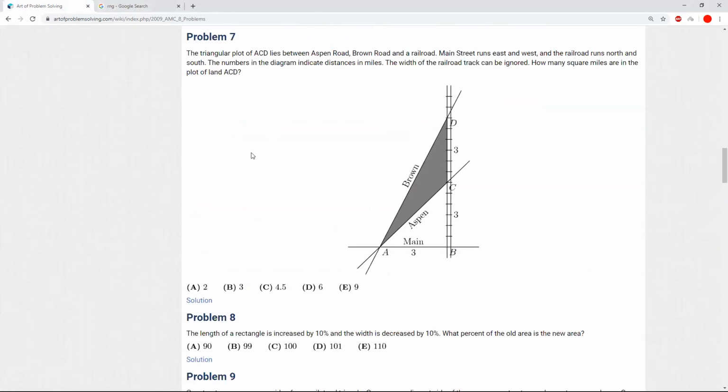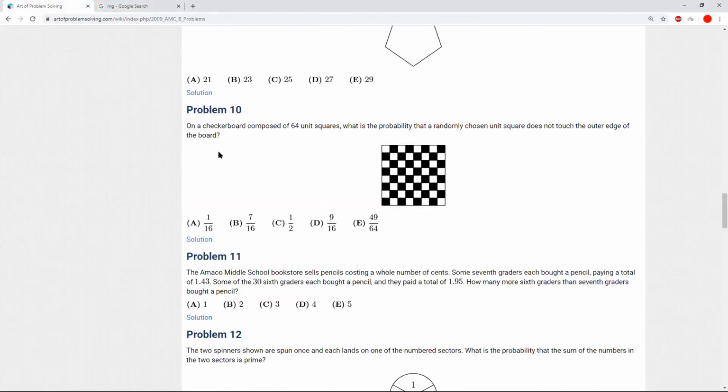Number 10. All right. So it says, on a checkerboard composed of 64 unit squares, what is the probability that a randomly chosen unit square does not touch the outer edge of the board? Okay, so we want to count the number of unit squares that do not touch the outer board. So I'll first mark which squares touch the outer board. So these squares on the edge are all bad. We don't want these because these do touch the outer square.